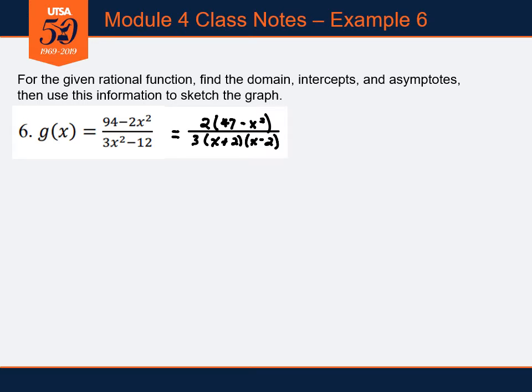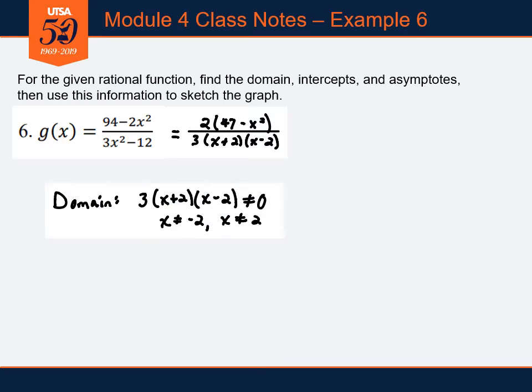From there, we can find the domain by recognizing the denominator can't be 0. 3 can't be 0, so that doesn't give us any information, but now we know x can't be -2 and x can't be +2. So we set up our union of intervals to exclude -2 and exclude +2, and we've got our domain in interval notation.